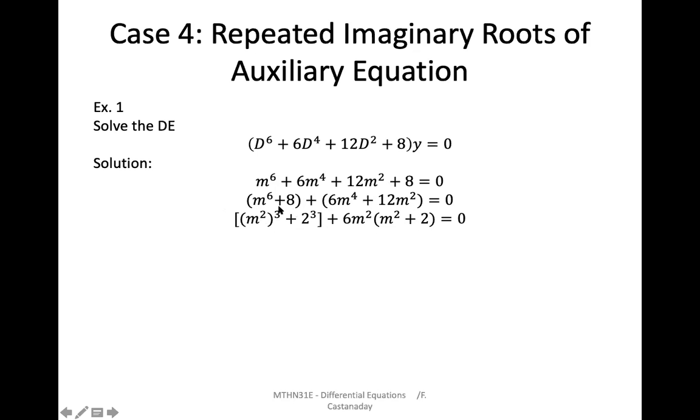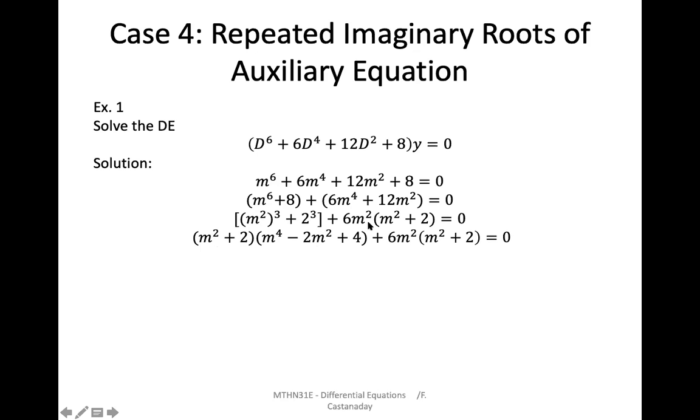Now, going back to the first term, the sum of cubes, you can actually factor this out. It is equal to m squared plus 2 times what? The square of the first term, and then minus the product, which is 2 times m squared, and then the square of the last term, which is 4. So here: m to the fourth minus 2m squared plus 4, times m squared plus 2.